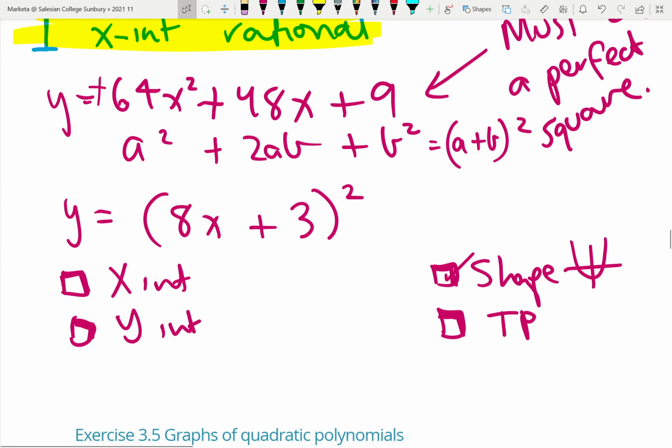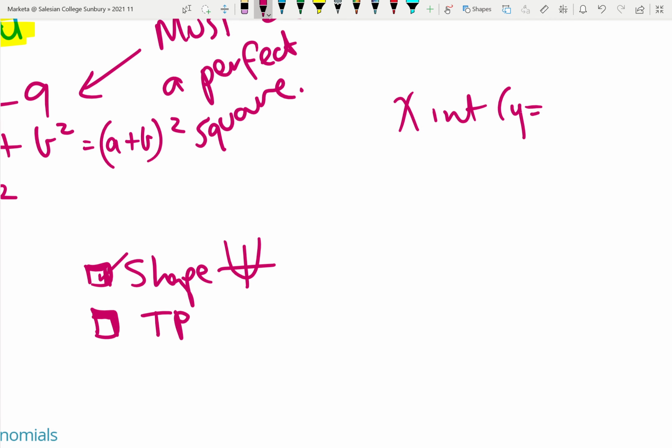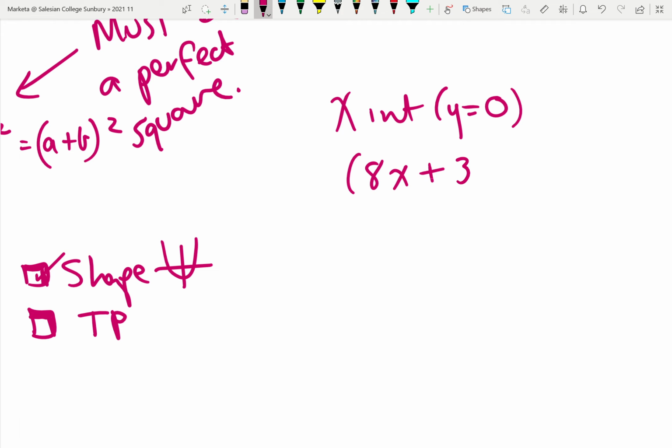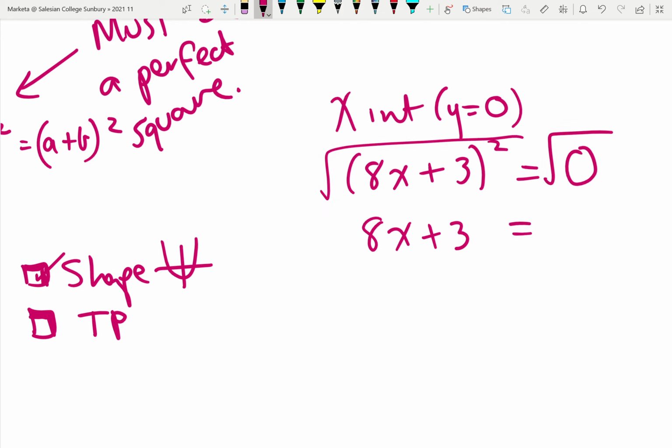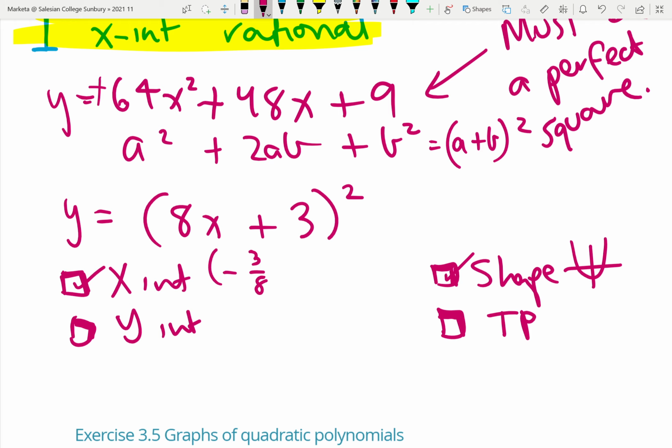So look, let's go for the x-intercept. And that's going to be 8x plus 3 squared equals 0. So I'm going to square root both sides. And this is why it's a perfect square, because the square root of 0 is 0, just one solution. You don't have plus or minus 0. And then 8x equals negative 3, x equals negative 3/8. So we have one x-intercept, and we know that that has to be the turning point as well. So neg 3/8, comma 0.